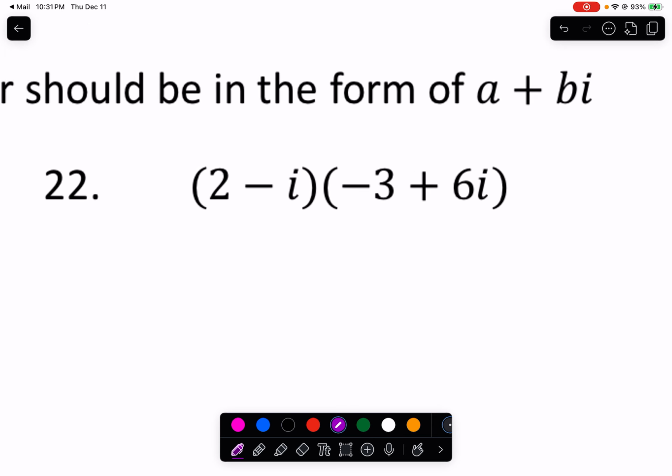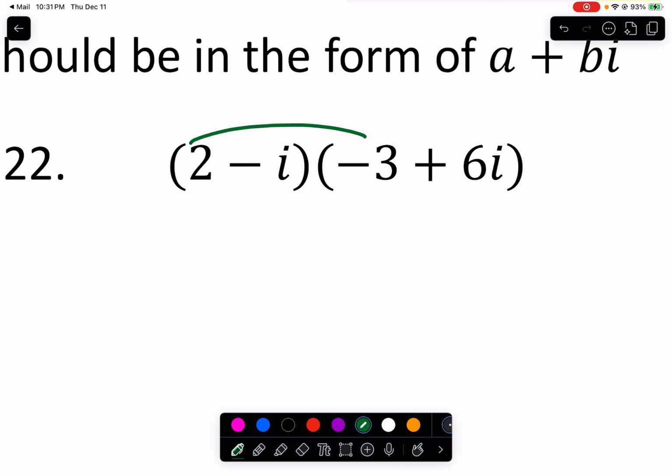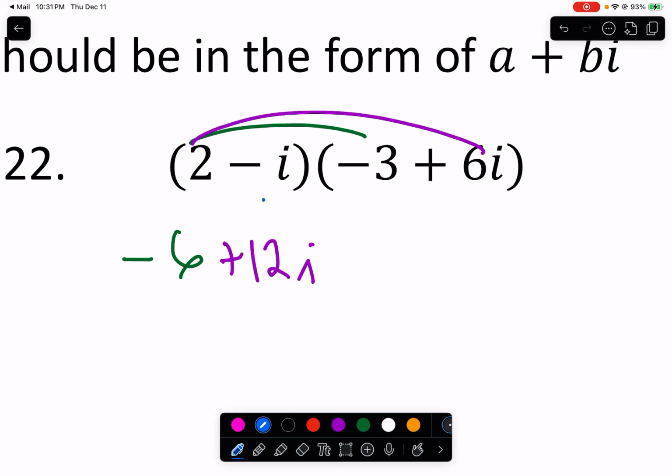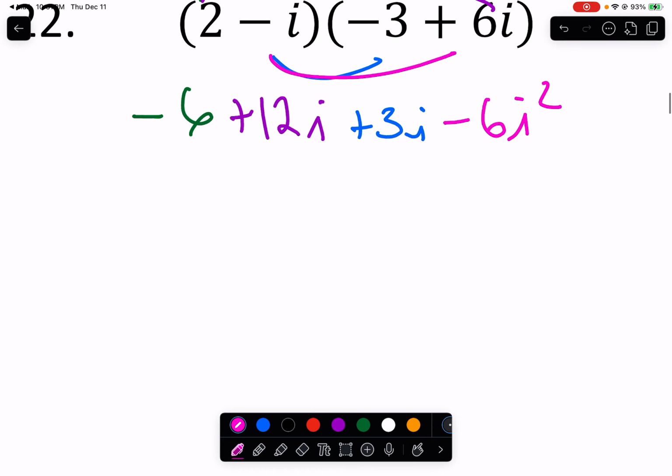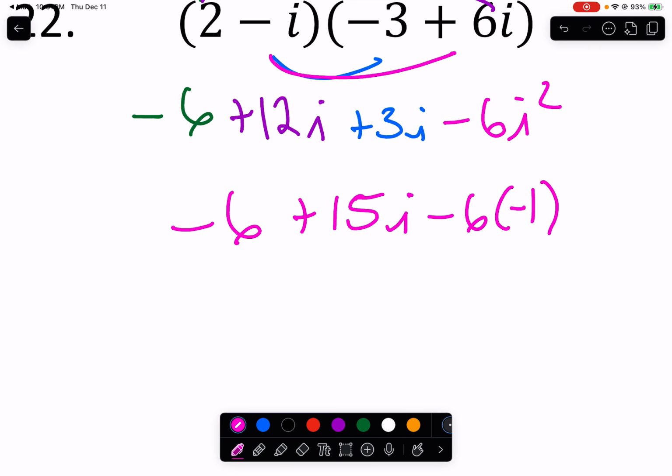I don't know. I'll do this one, I guess. So we're going to go ahead and distribute. So I get negative 6 plus 12i plus 3i minus 6i squared. I get negative 6 plus 15i minus 6 times negative 1.